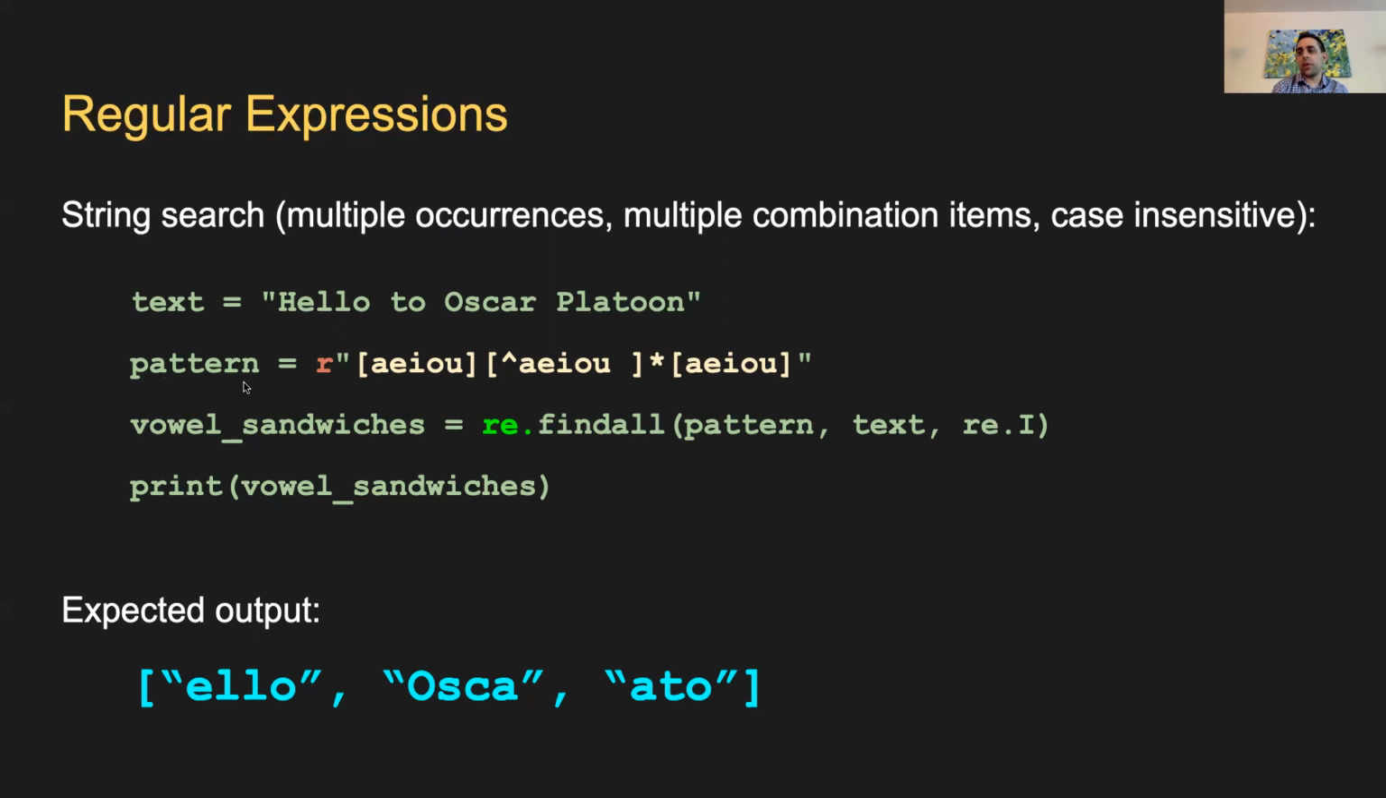So basically, it's going to look for a pattern. It's going to search my text. This re.I is basically saying it's case insensitive, so case should not matter. That's just the flag value that the module provides. So in this case, all I'm going to do is search my text. Anytime I find the pattern, it's going to return it in my vowel sandwiches. Then I print vowel sandwiches, and lo and behold, I get the same result.